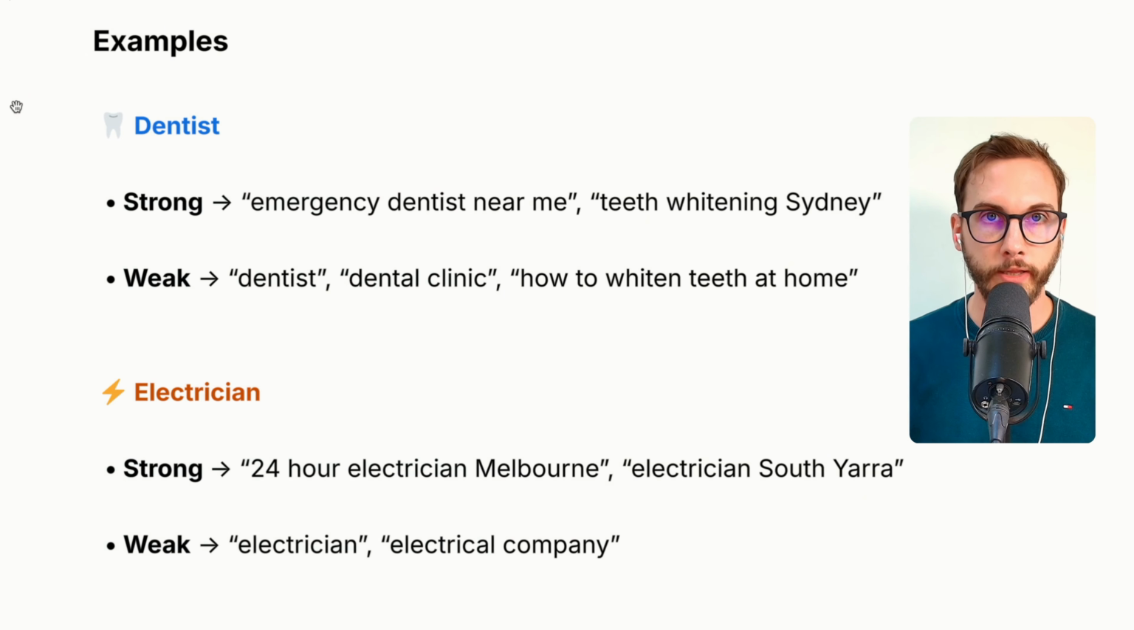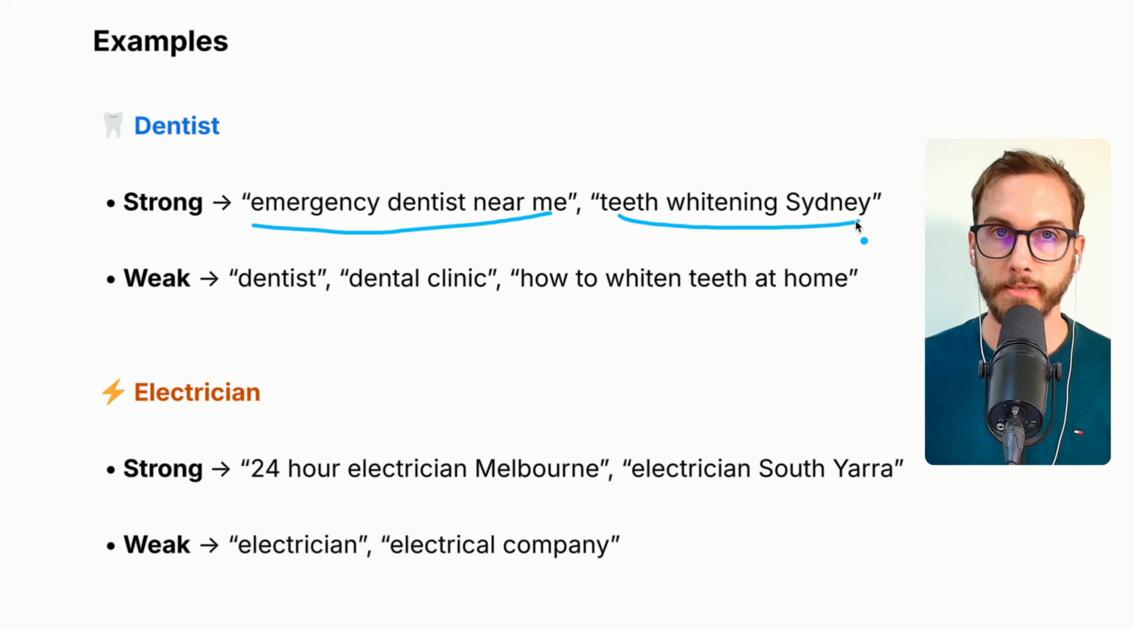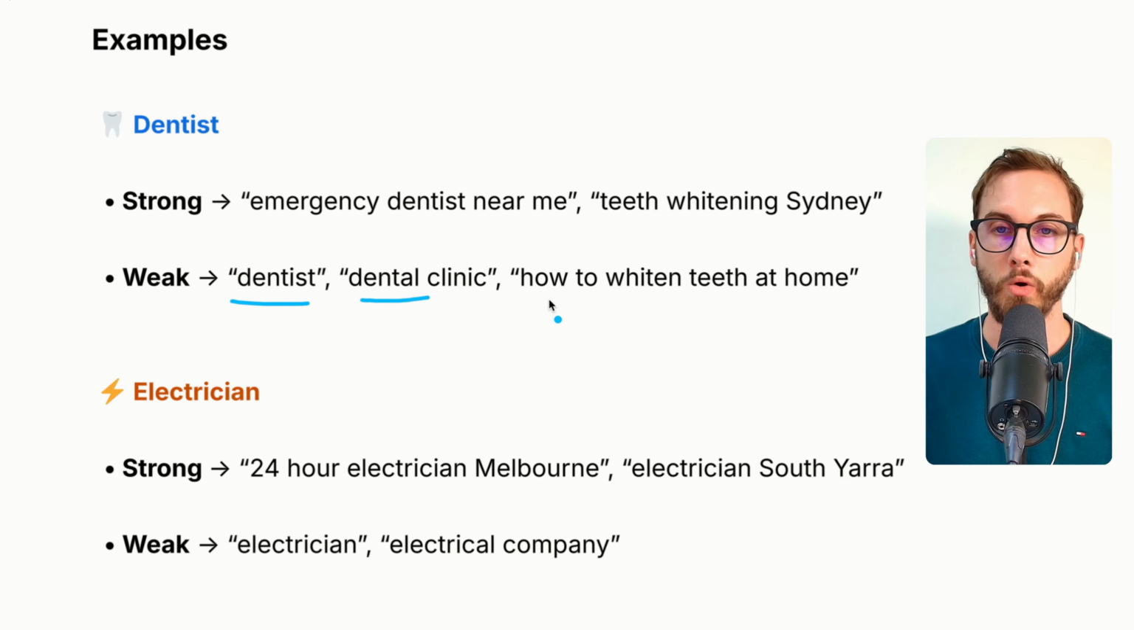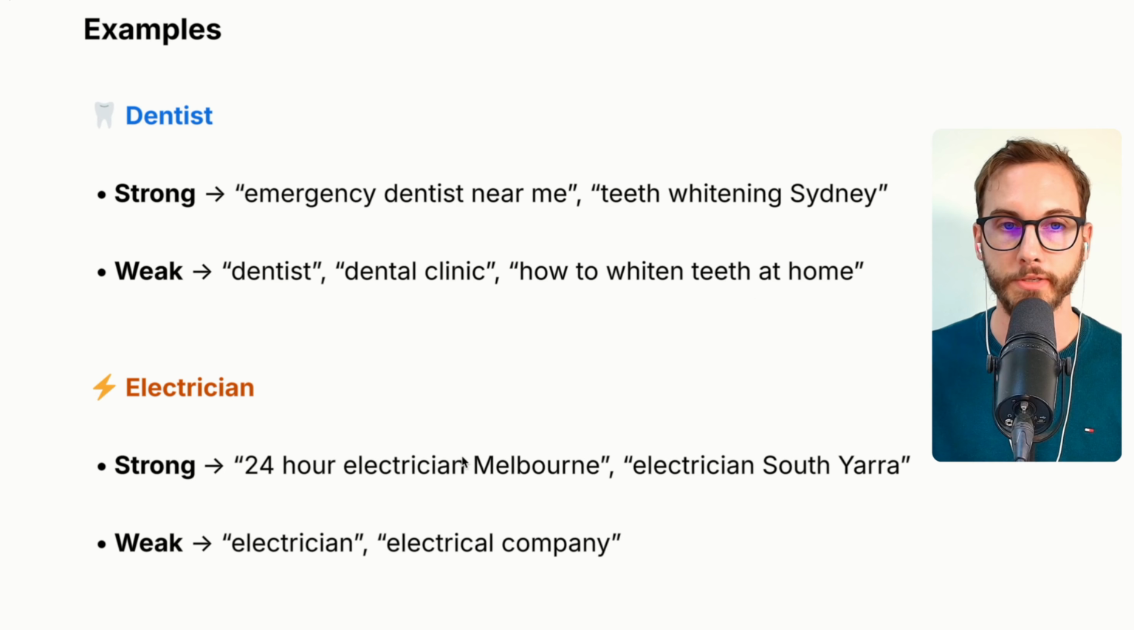Just quickly, some examples that you might find for different niches. A dentist might have emergency dentist near me, or teeth whitening Sydney. Those are really good search intent or search themes that you could use. Whereas weak ones might be just typing in the word dentist or dental clinic or how to, anything like that. It's weaker signals in my opinion, so I wouldn't use those.